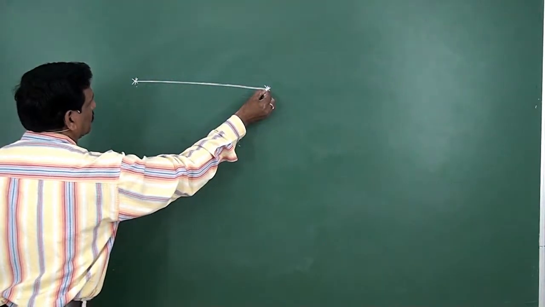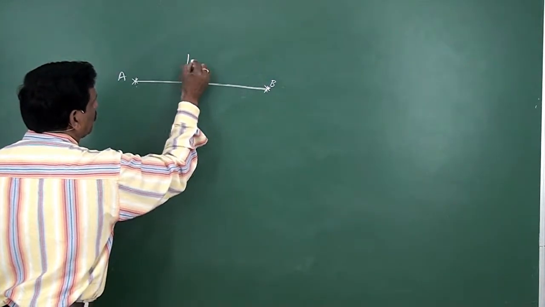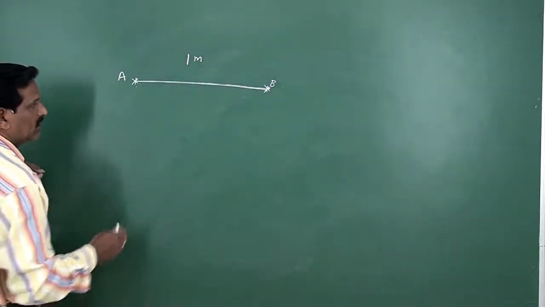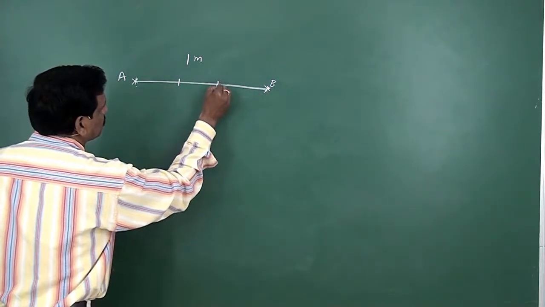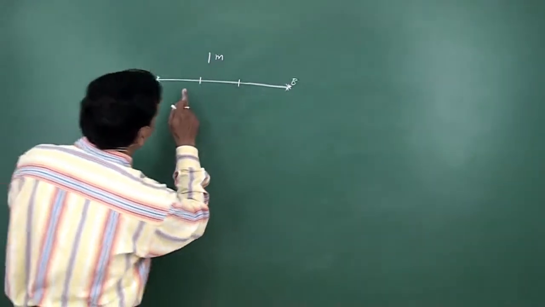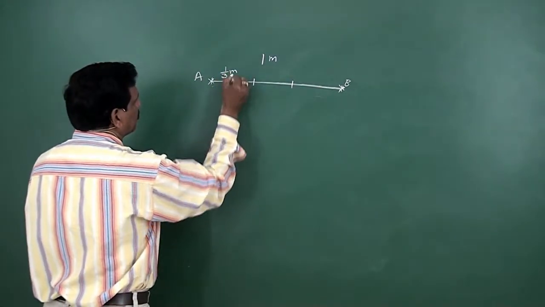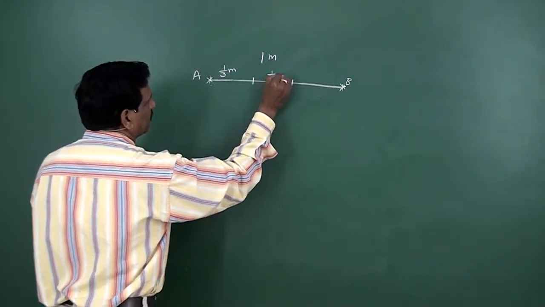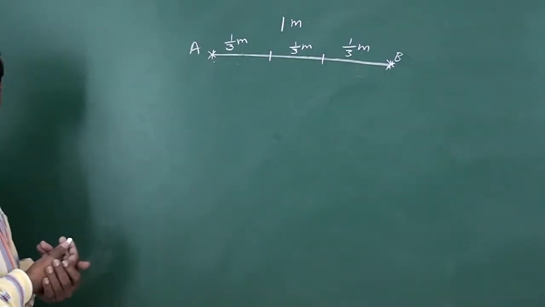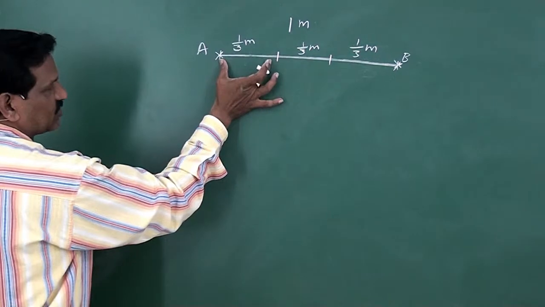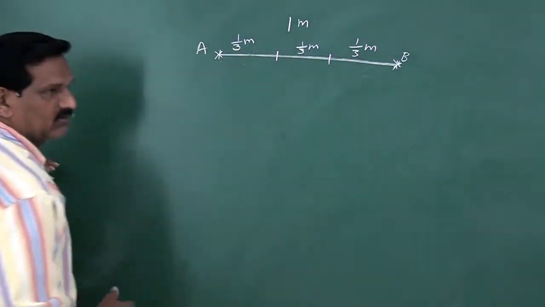This is the total distance, and the total distance can be assumed to be 1 meter. This total distance is divided into 3 equal parts. So this is 1 by 3 meter, this is 1 by 3 meter, this is 1 by 3 meter. So this is the first 1/3, second 1/3, next 1/3.